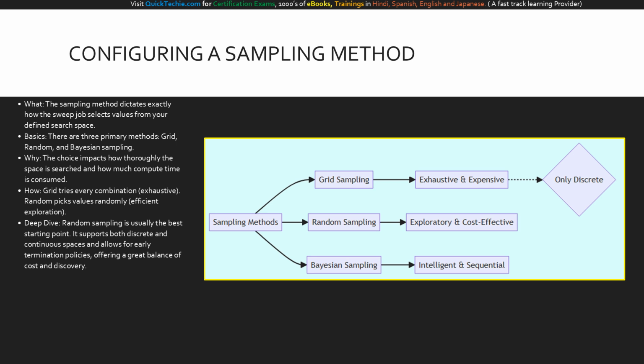This flow outlines your three sampling strategies. On the top path, grid sampling leads to an exhaustive but highly expensive search, and as the dotted line shows, it is restricted to only discrete values. The middle path, random sampling, is exploratory and highly cost-effective, easily handling a mix of parameter types. The bottom path introduces Bayesian sampling, which we will focus on next. It is labeled intelligent and sequential. By visualizing these three options, you can align your sampling choice with your project's specific budget and timeline constraints.